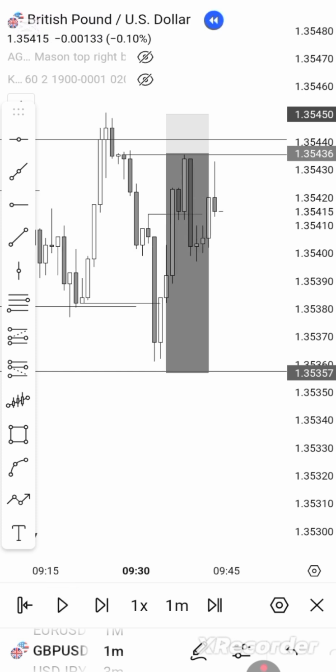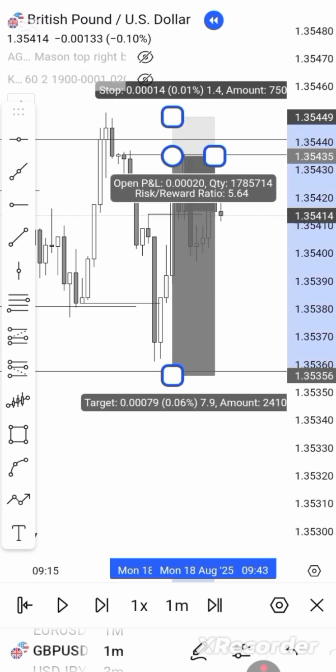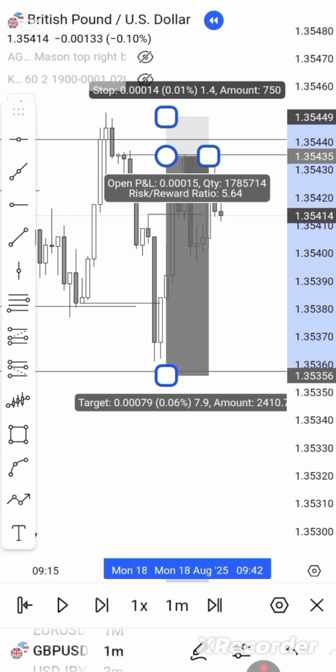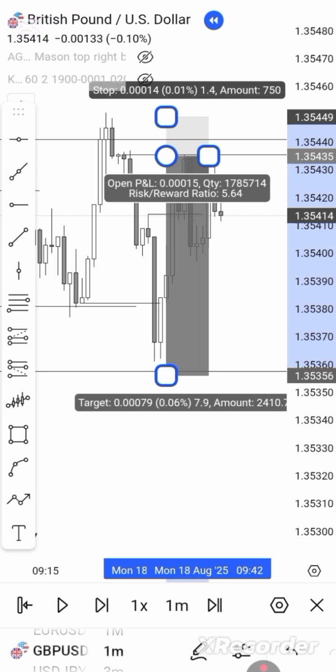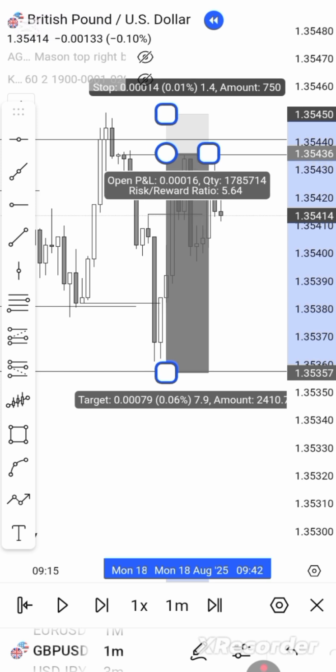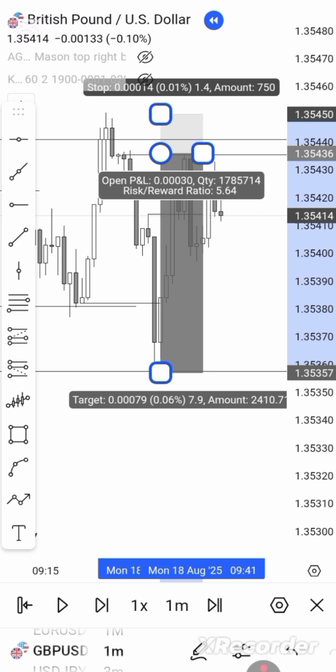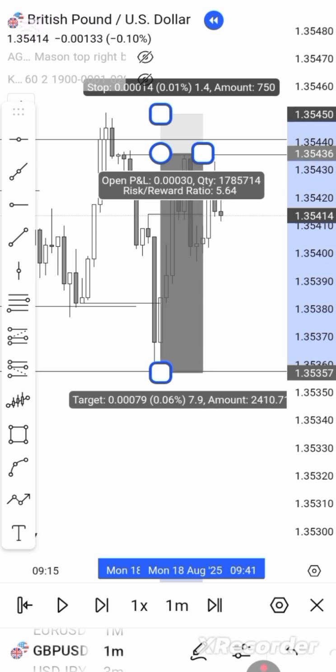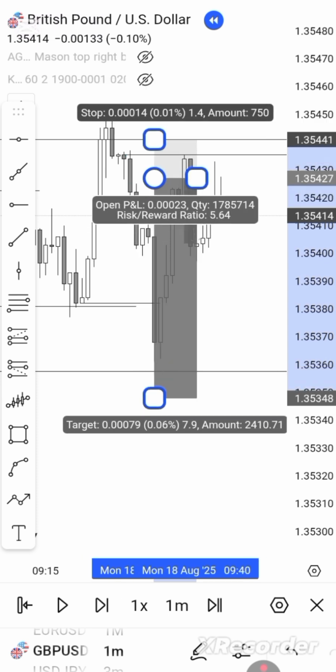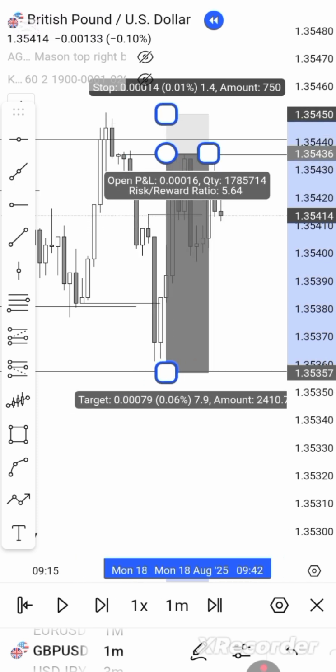I don't know why this thing is not staying on that black line. Let me debug it. But price actually tapped us on that black line that I marked. So our trade actually picked from there. I don't know why this thing is not staying there. Okay, let me just leave it.